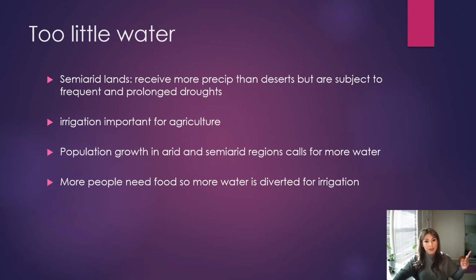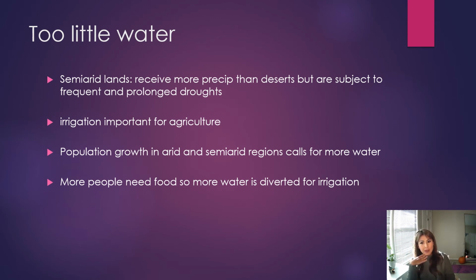Another issue with water as a resource would be too little water, right? This is something that is easier kind of to talk about, because when we think of water as a resource and issues surrounding water as a resource, you don't typically think too much water, right? But too little water. So we see that in arid lands or semi-arid lands. Arid lands would be deserts, and semi-arid lands receive more precipitation than deserts, but they are subject to drought. So they're still dry, but they're still going to receive more rain than a desert, but they can still be considered arid. Okay, irrigation is important for agriculture.